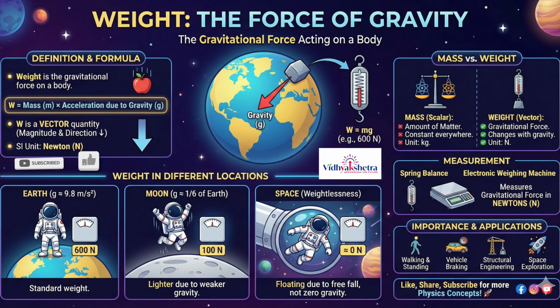Measurement of weight. Weight is measured using a spring balance or electronic weighing machines. These devices measure the force exerted by gravity on the object. Unlike mass, weight measurement depends on gravity.